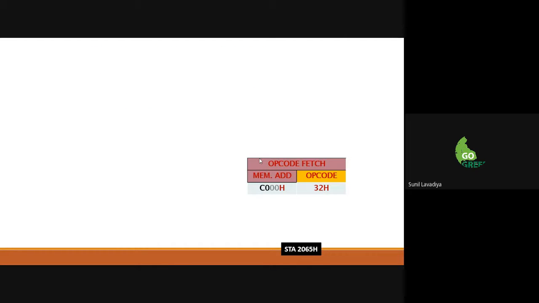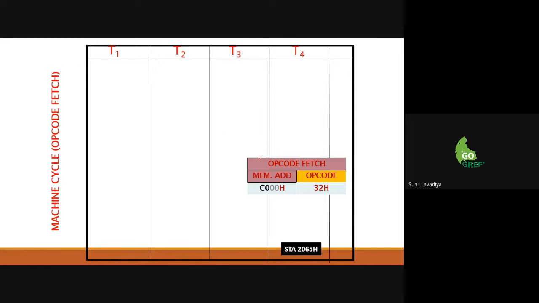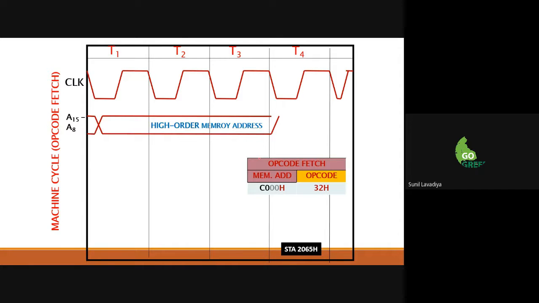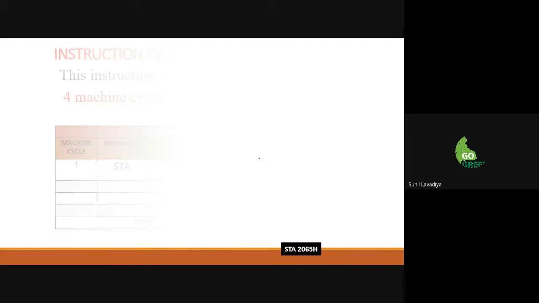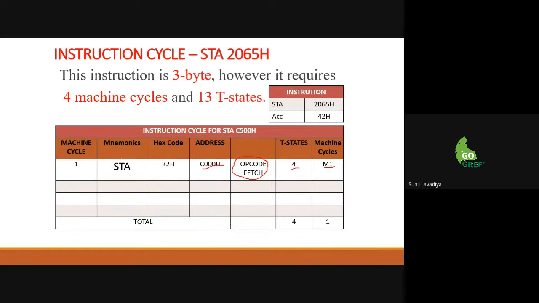Second part, let's apply it one by one. In the first T state, we have to draw the clock. And the higher order address lines are unspecified, right? This is fixed. Currently we are applying the first part only, for the STA only. So one by one, step by step, we will implement this.